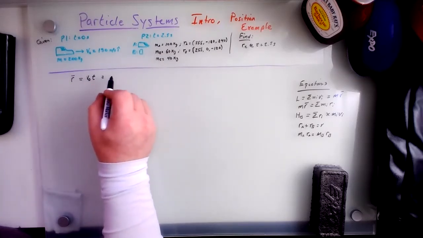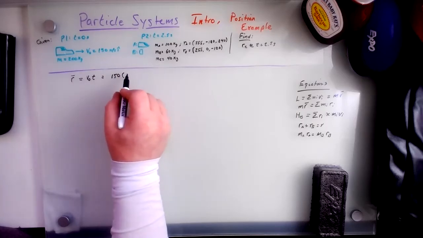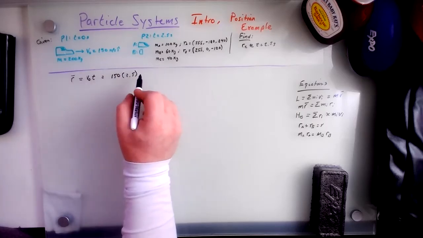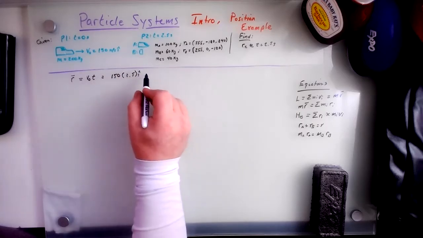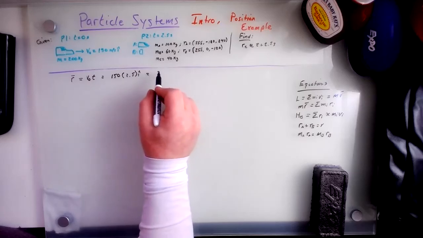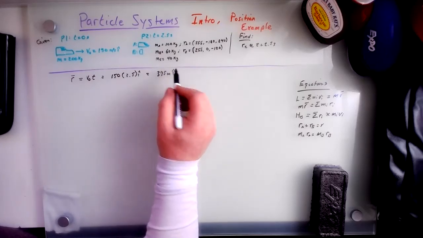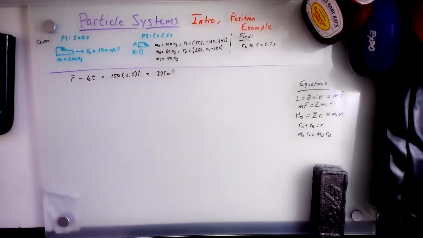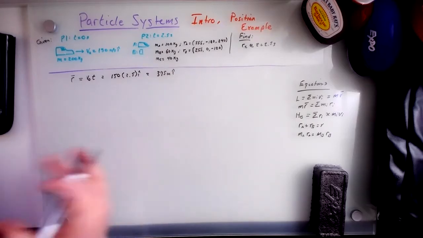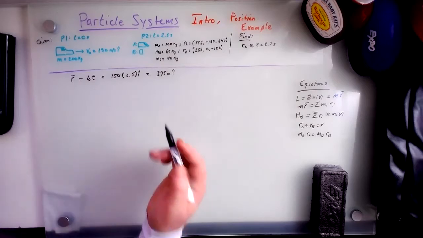So 150 times 2.5 seconds. This is in the I direction, and that's going to give us 375 meters in the I direction.